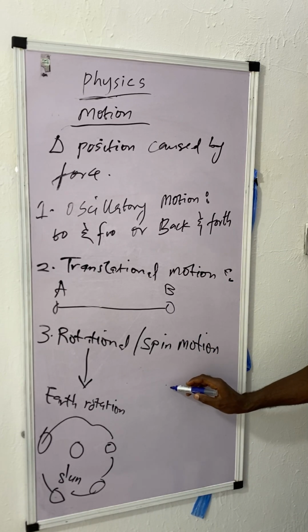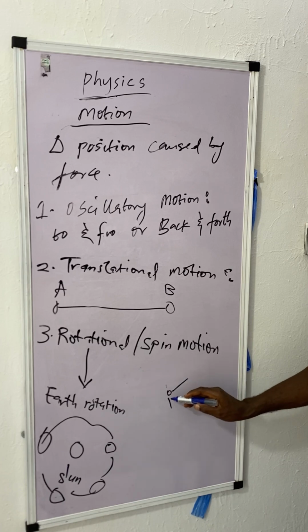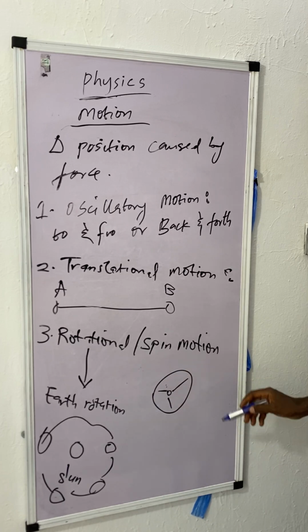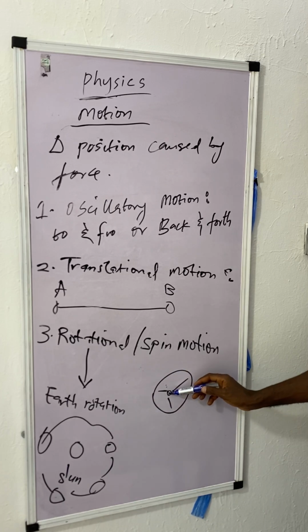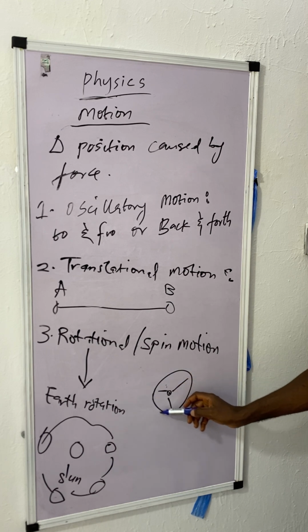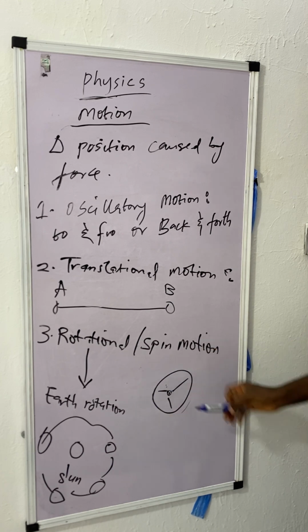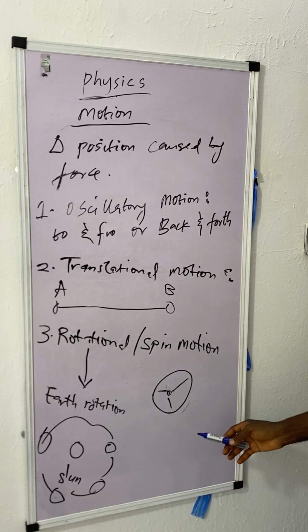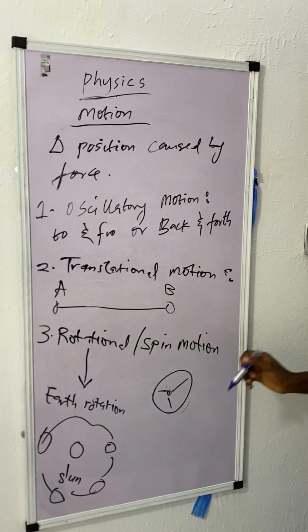For example, you have a wheel, a car wheel like this. This is the axis. So it rotates about what? This axis. The axis is part of the wheel.